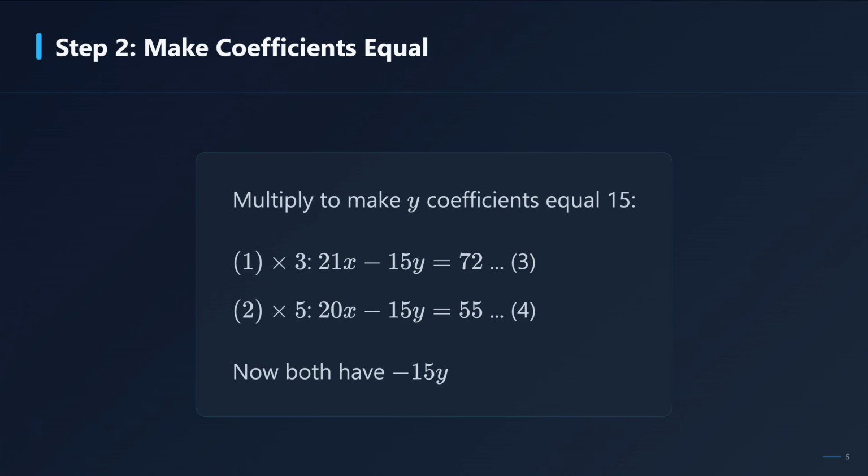Now we make the y coefficients equal. Multiply the first equation by 3. That gives us 21x minus 15y equals 72. Multiply the second equation by 5. That gives us 20x minus 15y equals 55. Perfect. Now both equations have negative 15y, and we're ready to eliminate.